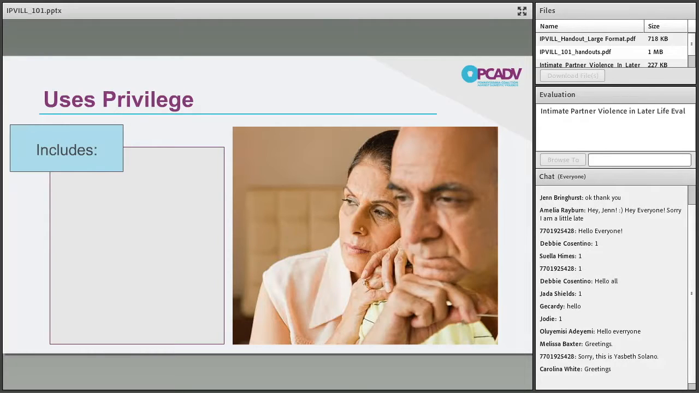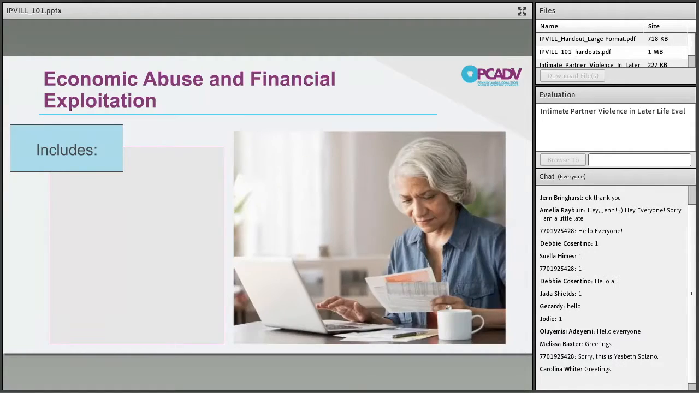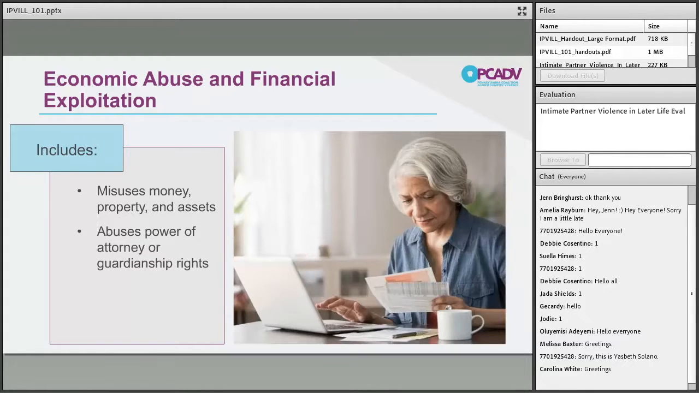When we talk about economic abuse and financial exploitation, this is the largest tactic that's used against this population. We're talking about misusing the older adult's money, property, or assets, abusing or exploiting their power of attorney or guardianship rights, withholding benefits like Social Security, and using finances as a coercive bargaining tool for daily care, food, daily living, things like that.